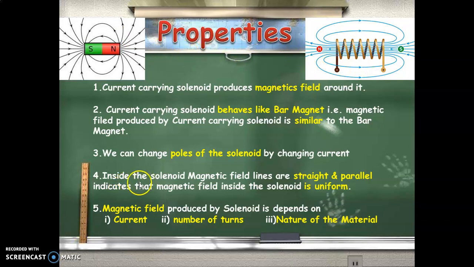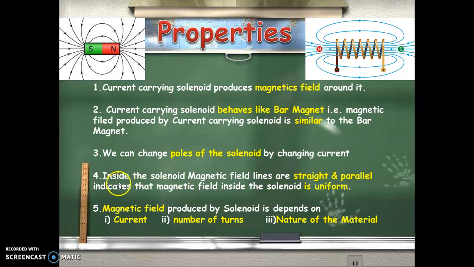Then the fourth is a very important property. Inside the solenoid, magnetic field lines are straight and parallel. This indicates that the magnetic field inside the solenoid is uniform, meaning constant. The magnetic field is constant here, here, and here also, isn't it?